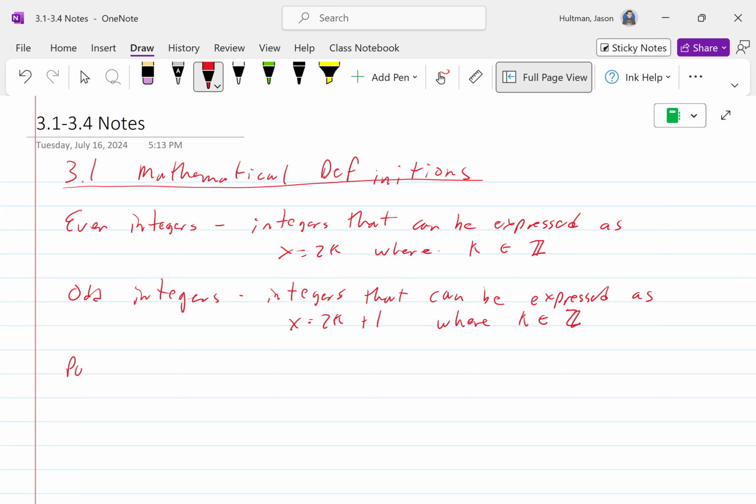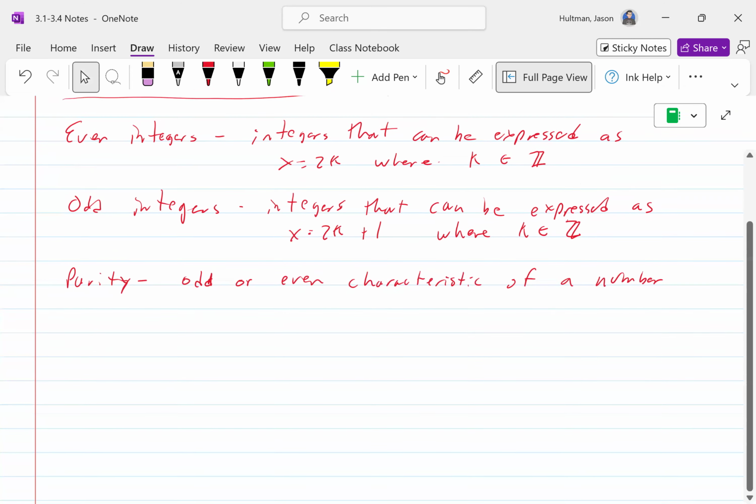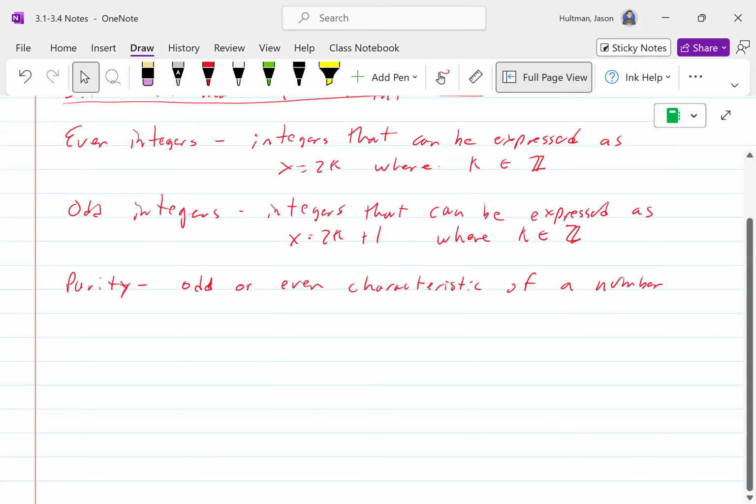Parity: the odd or even characteristic of a number. So if it's odd, it has odd parity. If it's even, it has even parity.